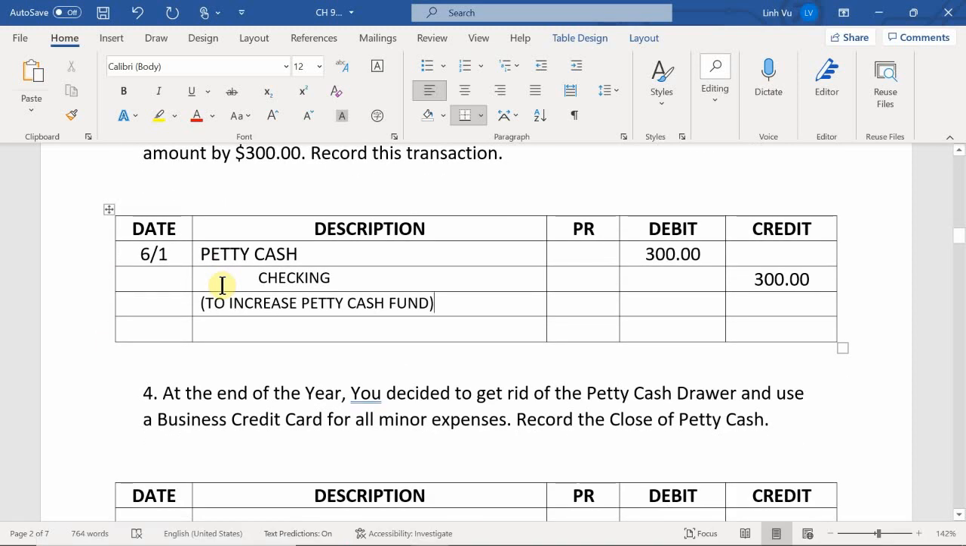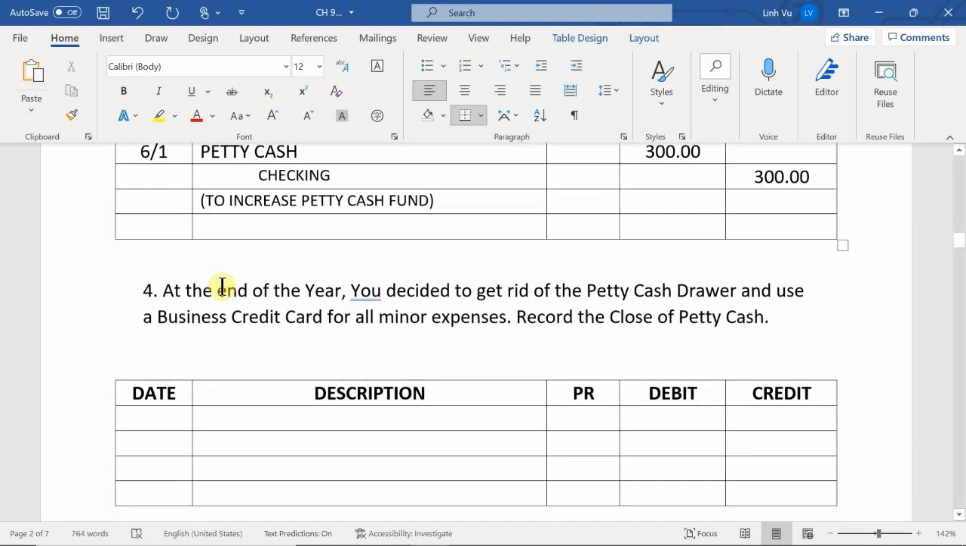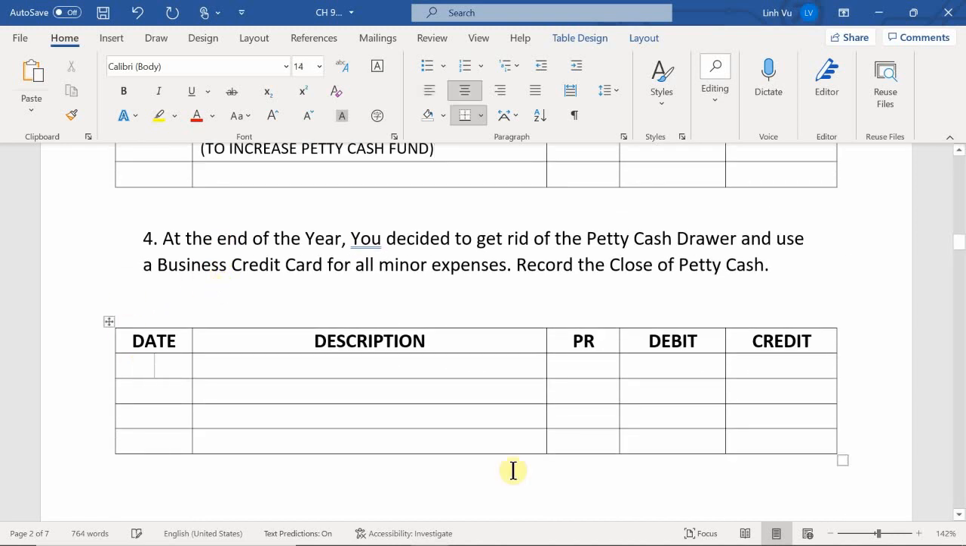Then at the end of the year, you decided to get rid of the petty cash drawer and use a business credit card for all minor expenses. Record the close of the petty cash drawer. So again, at the end of the year, so it's December 31st, you decide to close out the petty cash drawer.